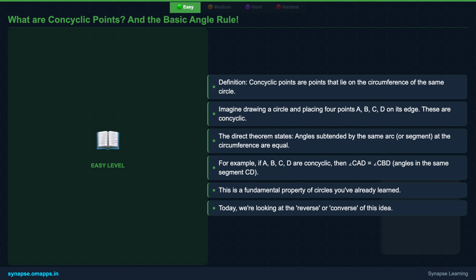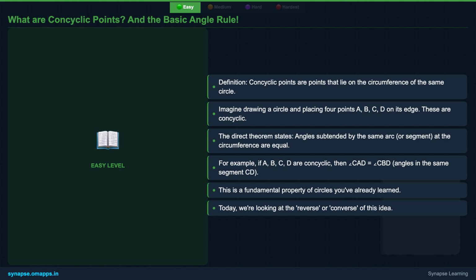Now, you might recall a theorem that states, angles subtended by the same arc at the circumference are equal. For example, if A, B, C, D are concyclic, then the angle formed by chord CD at point A, which is angle CAD, will be equal to the angle formed by the same chord CD at point B, which is angle CBD. This is a fundamental property you've learned.